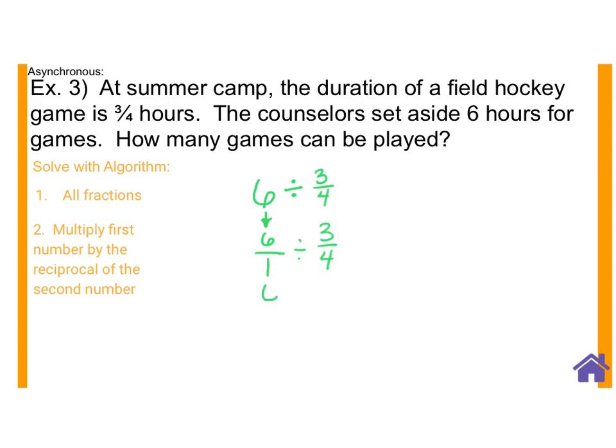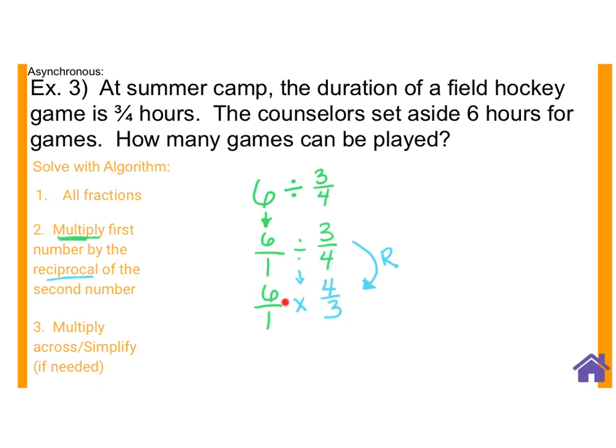The first number stays the same. And then I need to change it to multiplication. And then I need to multiply by the reciprocal. So I'm going to find the reciprocal. I'm going to draw an arrow with an R. That means I'm going to flip the 3/4. So it's going to be 4/3 now. All right, so that is my second step. Let's go on to the third step. The third step is to multiply across and then simplify if needed.